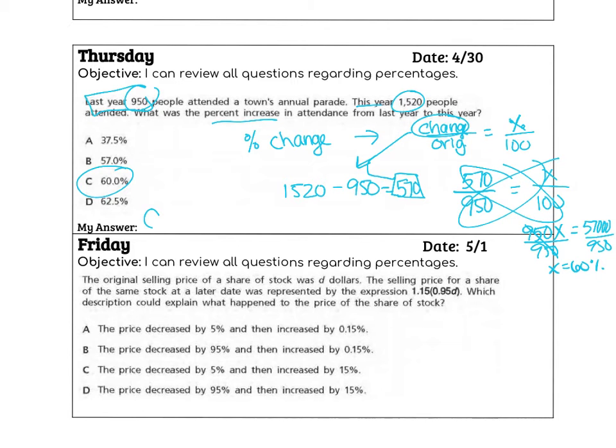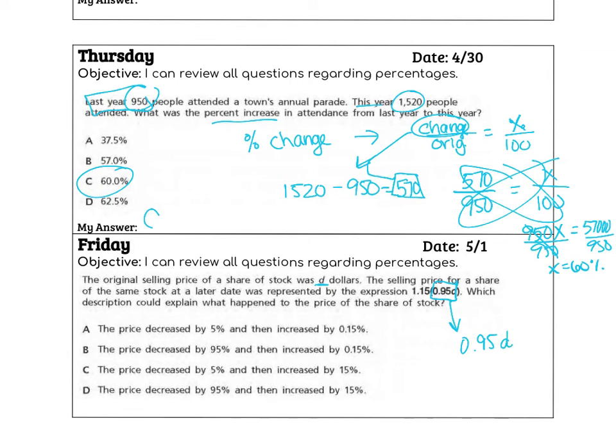So the original selling price of a share of stock was $D, so represented by the variable D. The selling price for a share of the same stock at a later date was represented by the expression 1.15 times 0.95 times D, which description could explain what happened to the price of the share of stock. So we have to think about this one first.